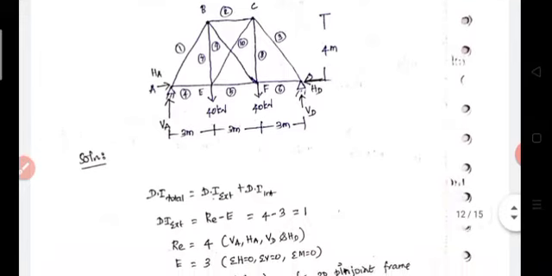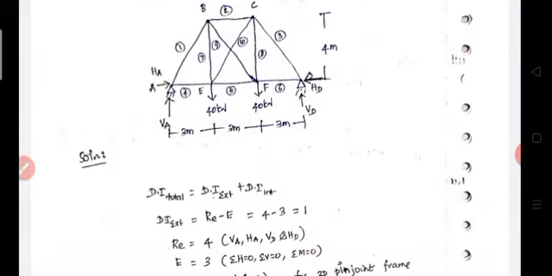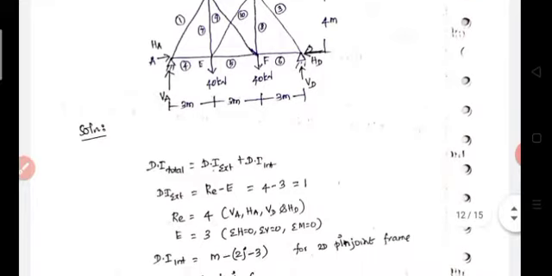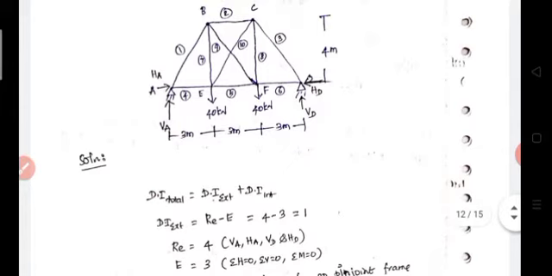The number of available equilibrium equations is equal to 3. It is a coplanar, two-dimensional system, therefore 3 equilibrium equations are available. So external indeterminacy is equal to 4 minus 3, which is 1. The structure is externally indeterminate with 1 degree.